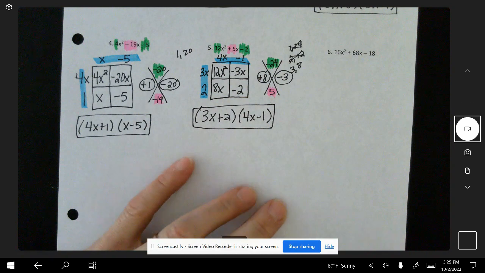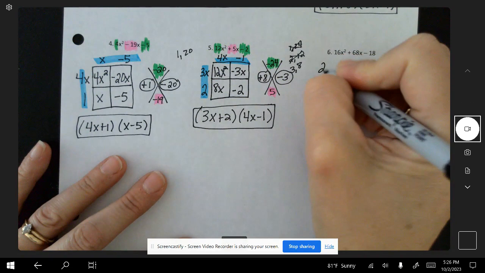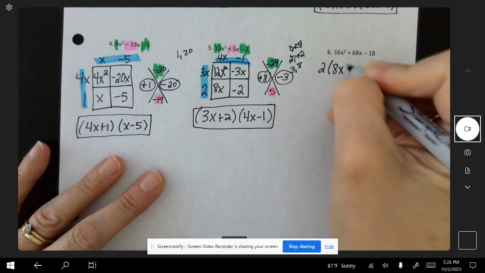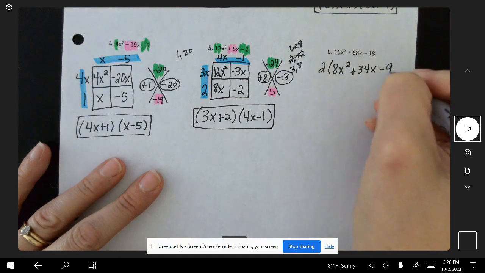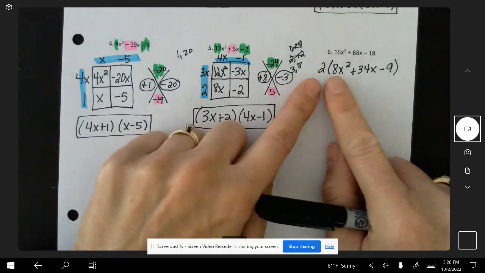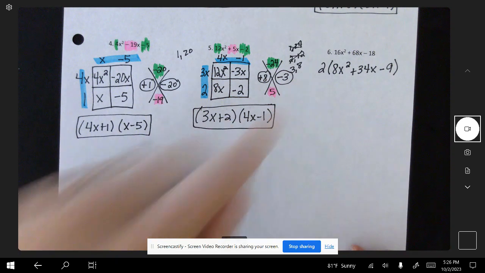Okay, last one over here. Do 16, 68, and 18 have something in common that you can take out? And hopefully you recognize that they do. They have a 2 in common. So we can take out a 2. So if we take out a 2, that leaves us with 8x squared plus 34x minus 9. 2 times 8 is 16, 2 times 34 is 68, and 2 times -9 gives me that -18 back.